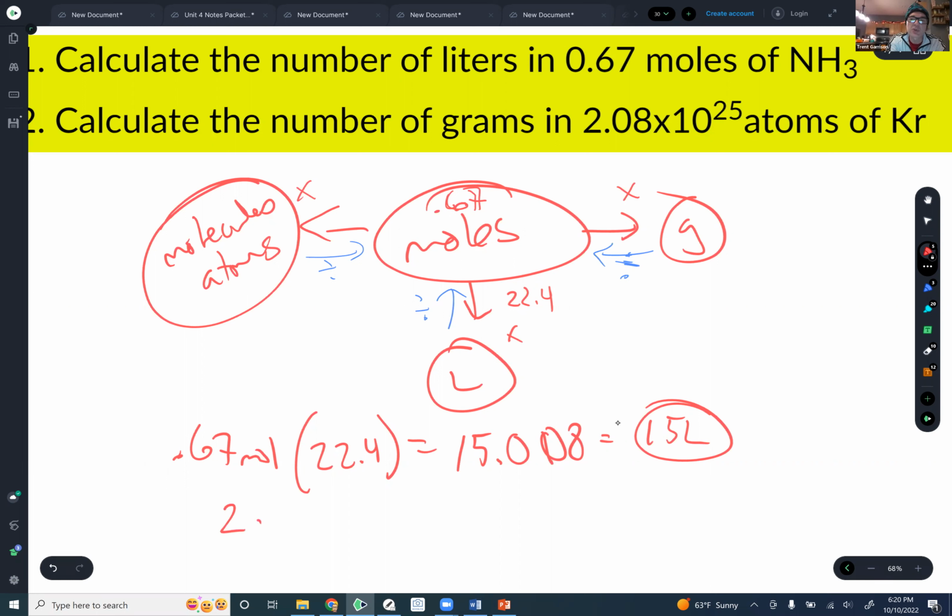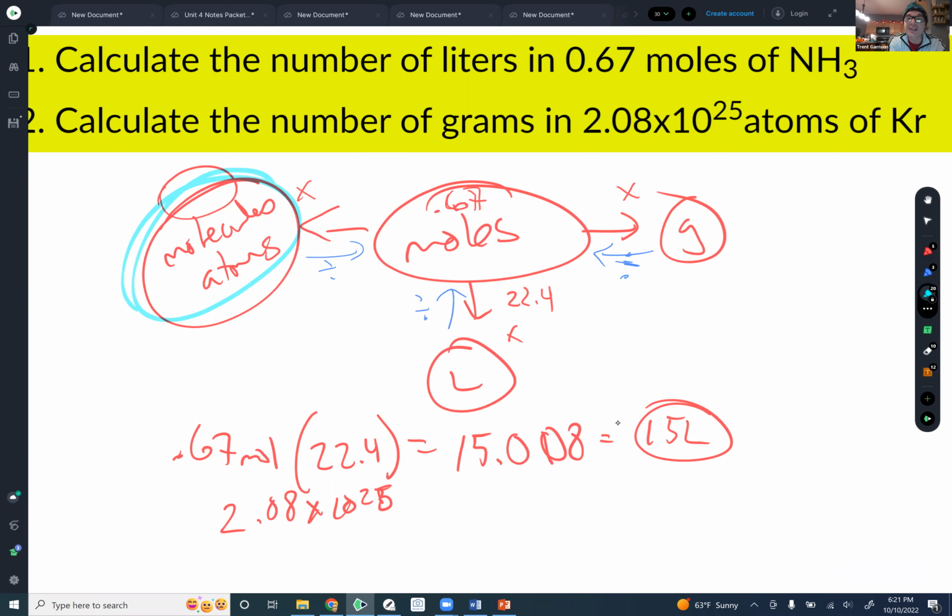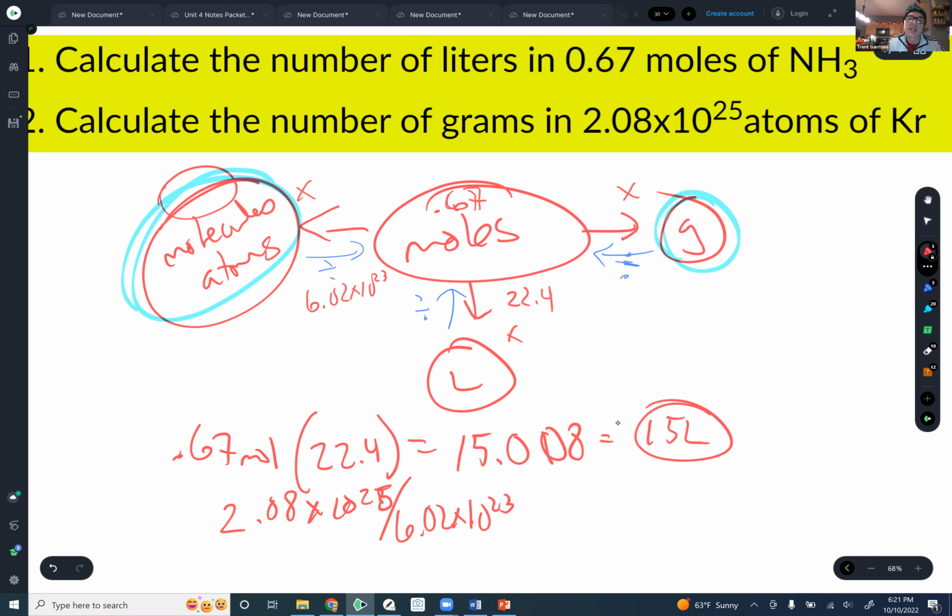And the second question for this warm-up. So we're starting with 2.08 times 10 to the 25th atoms. Well, that's out here. And what we are converting this into is grams. Ooh, so we're going all the way across. This was a big, difficult one. So it's a 2-step problem. So what we need to do is know that you are dividing by Avogadro's number in that first step, 6.02 times 10 to the 23rd.